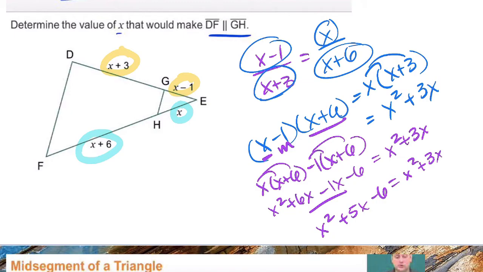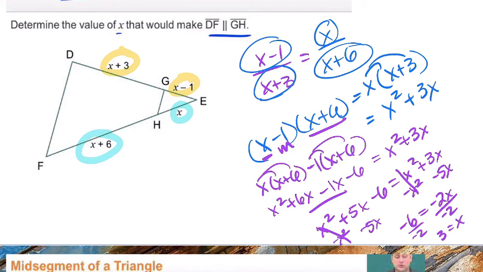What's good about this is that we have an X squared on both sides, so as we're trying to solve this and subtracting X squared to bring our X squareds together, they cancel with each other. So we're left with 5X minus 6 equals 3X. Since on the right side all I have is the 3X, I'm going to subtract the 5X's to get my X's together, leaving me with a negative 6 equals negative 2X. Divide by negative 2, 3 is X. And that is the answer.